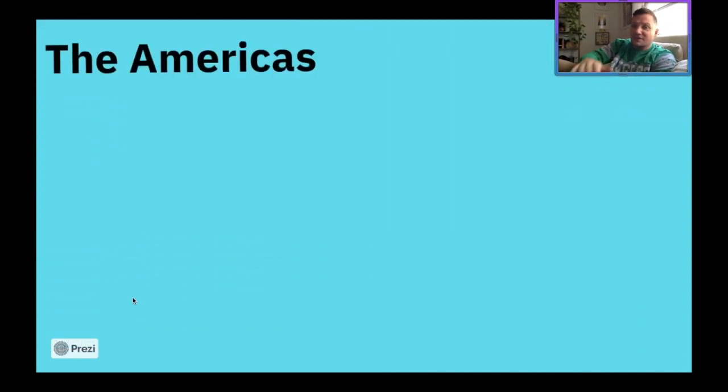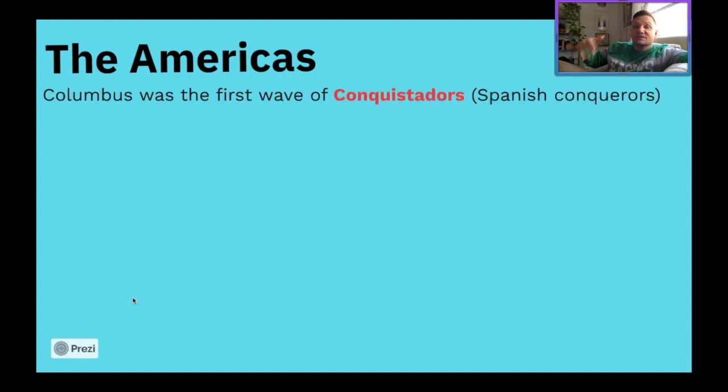Now, the thing about it, though, is after Columbus is arrested, and all of his colonial holdings go over to the king and queen of Spain, Isabella and Ferdinand, what's going to happen there? Well, we need to understand that that is going to be the first wave, right? Columbus is the very first wave of conquistadors, okay? Now, a conquistador is a name used for a Spanish conqueror, right?